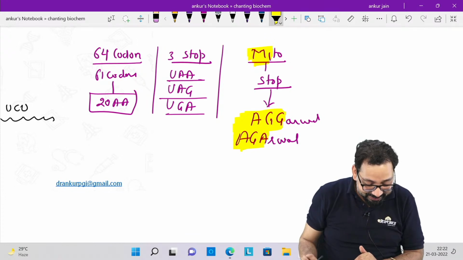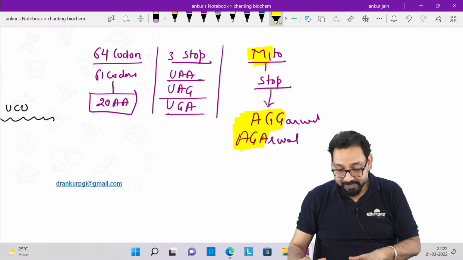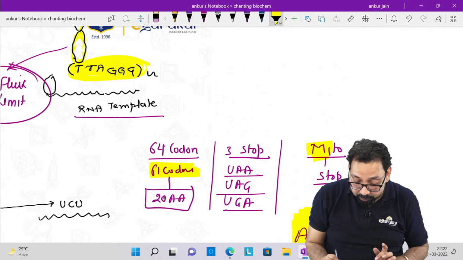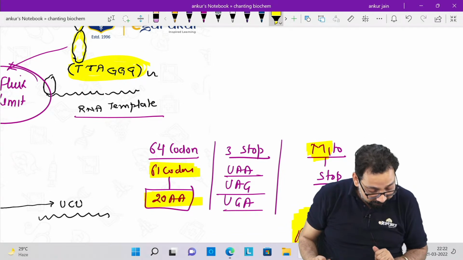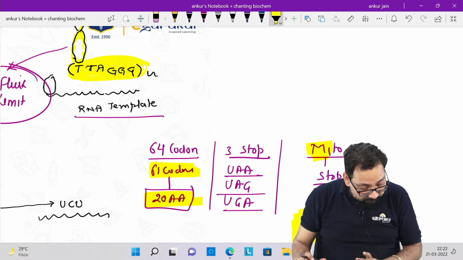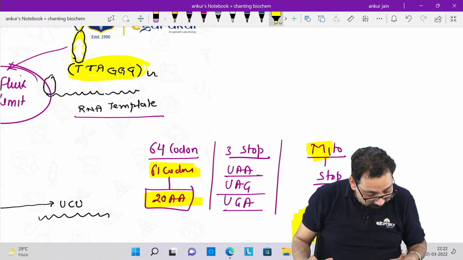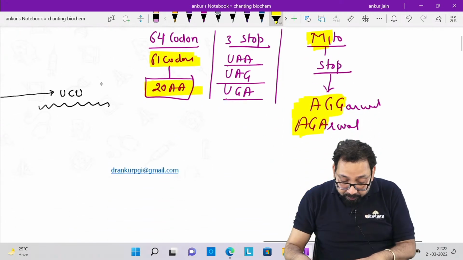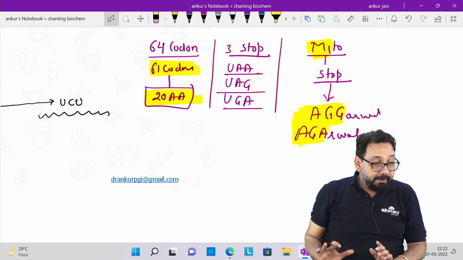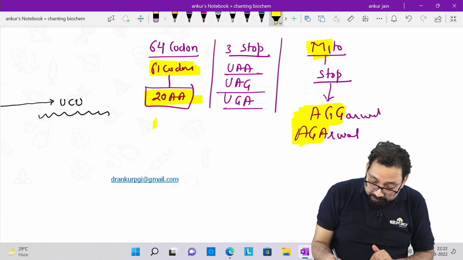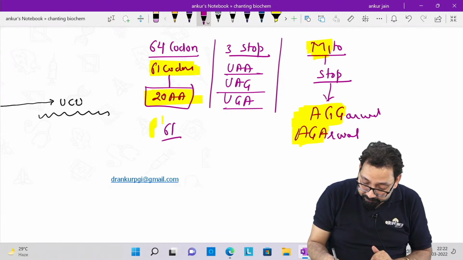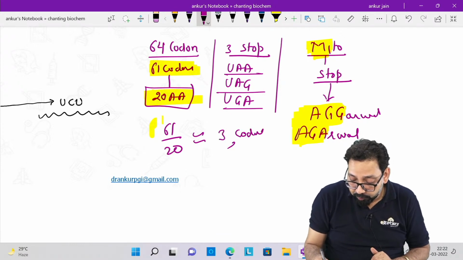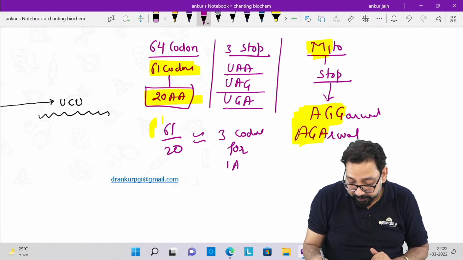Mitochondria: AGA and AGG, both are stop codons. 61 codons code for 20 amino acids. So if I take the average, 61 divided by 20, on an average 3 codons for 1 amino acid.